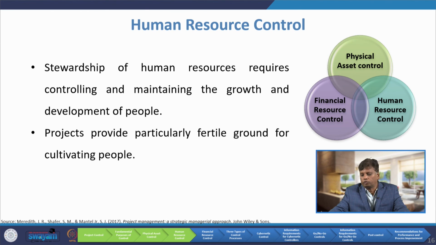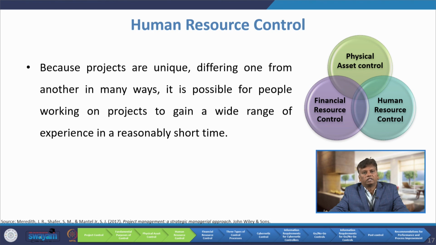The next type of resource is human resource, which needs to be controlled. Stewardship of human resource requires controlling and maintaining the growth and development of the people, because the human itself is a human capital. It is not just material and money; the human is also capital, which needs to be properly controlled and developed. Projects provide particularly fertile ground for cultivating people, because projects are unique, differing one from another in many ways. It is possible for people working on projects to gain a wide range of experience in a reasonably short time.